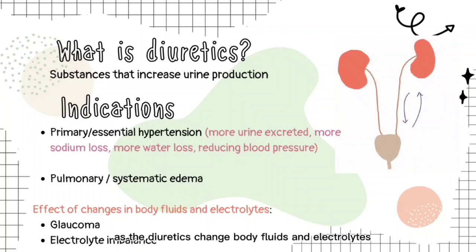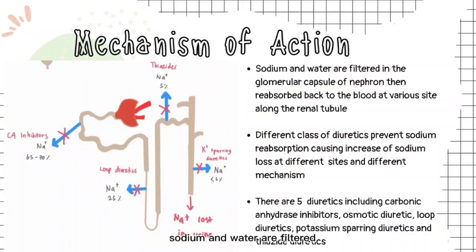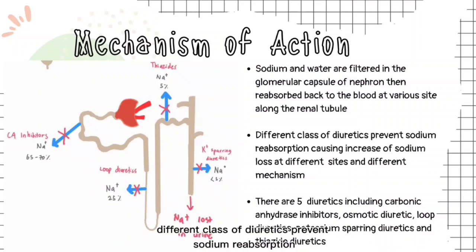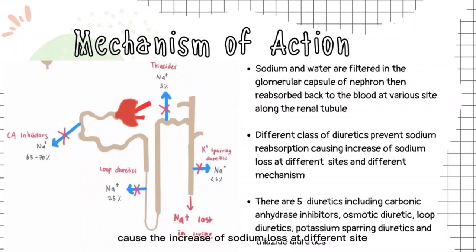As the diuretics change body fluids and electrolytes, they can also treat glaucoma and electrolyte imbalance. Sodium and water are filtered in the glomerulus capsule of nephron, then reabsorbed back to the blood at various sites along the renal tubule. Different classes of diuretics prevent sodium reabsorption, causing increase of sodium loss at different sites and different mechanisms. There are 5 different diuretics, including carbonic anhydrase inhibitors, osmotic diuretics, loop diuretics, potassium-sparing diuretics, and thiazide diuretics.